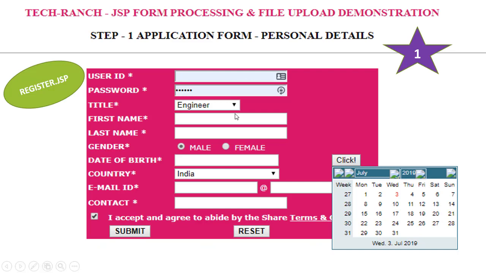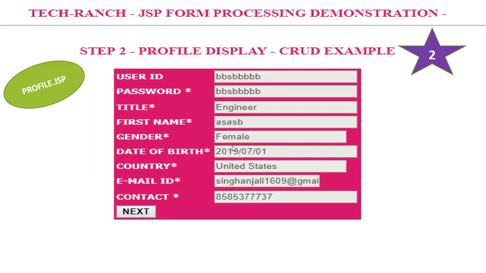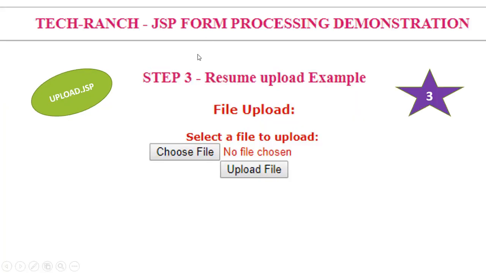Now let's take a look at the steps. Step 1, application form, personal details. This is a form type of application form for job seekers, and we insert the personal values. Now profile display, this is simply retrieving the values from the database and displaying them. And third, we have to upload the resume or any file. Once it is done, that file upload will be saved in your local system, on your server.